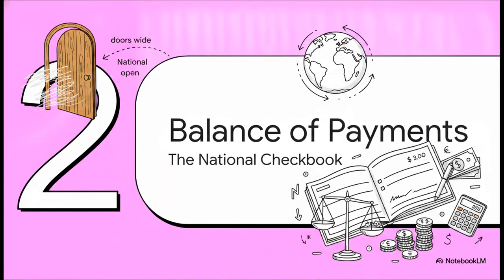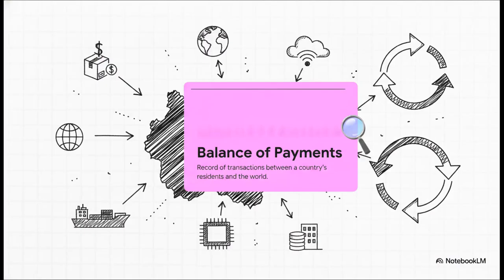Moving right along to Section 2, the balance of payments. Now that our doors are wide open, we definitely need a foolproof way to track all this global activity. Think of the balance of payments, or BOP, as basically a country's master bank statement. It's a comprehensive line-by-line record of literally all transactions between a country's residents and the rest of the world, usually over the course of a year. It tracks absolutely everything, every physical good, every digital service, every single financial asset flowing in and out. Without this master ledger, a country would just be flying blind. They'd have no idea if they were piling up unsustainable debt or building massive global wealth.